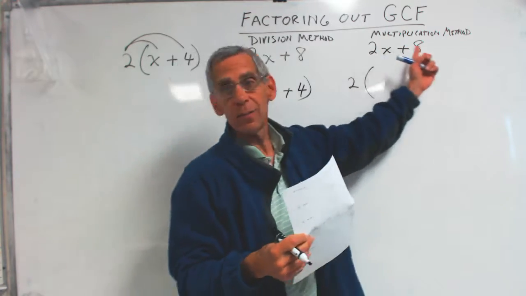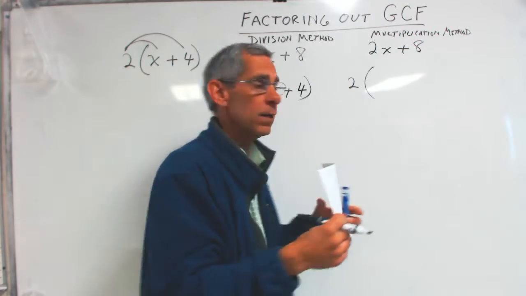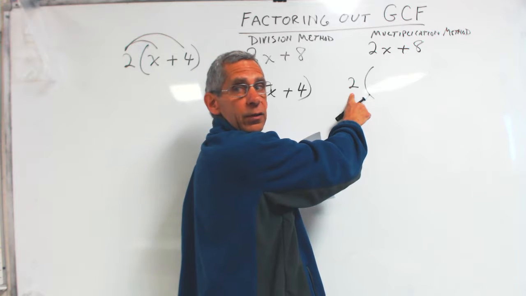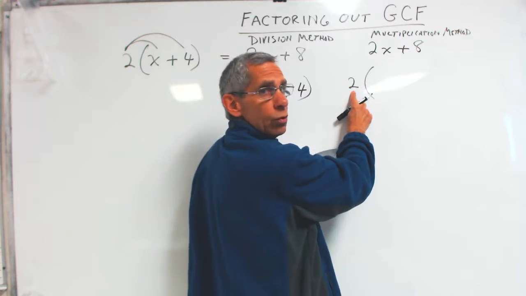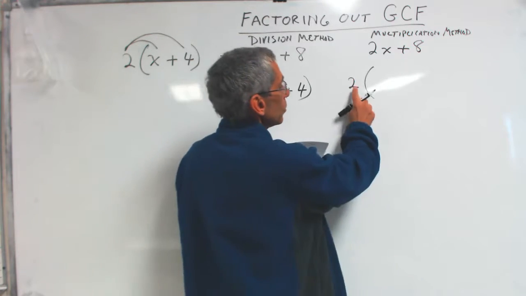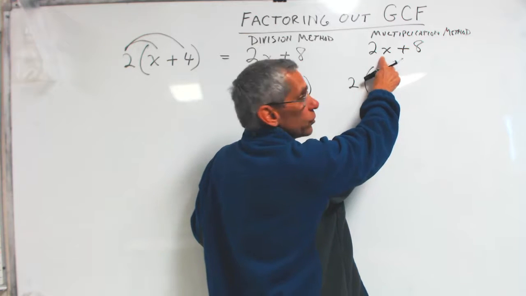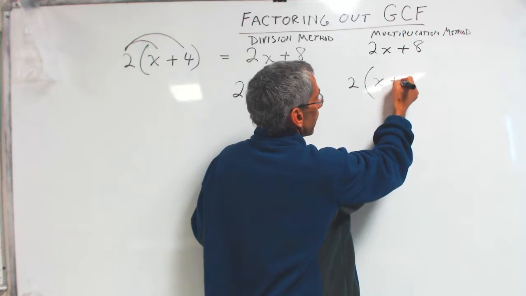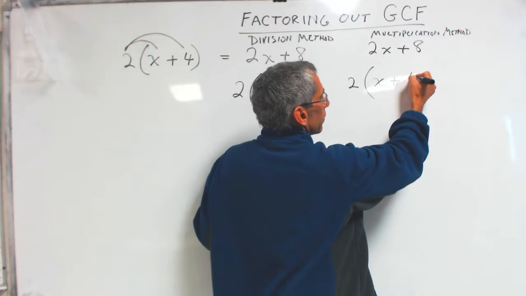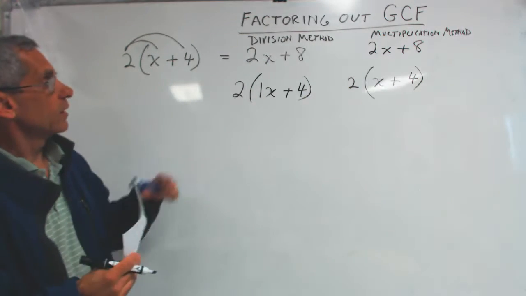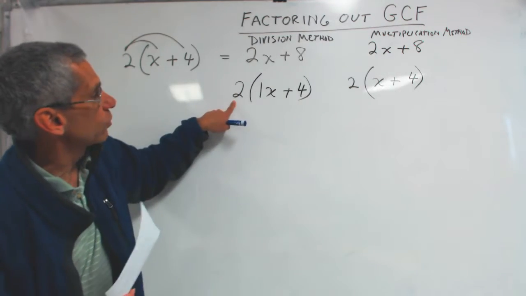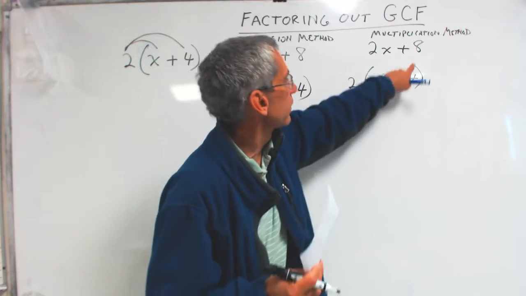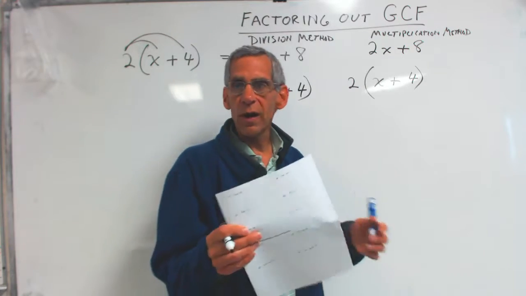So the multiplication method is sort of like the distributive property, okay? Jackson, look up here. Dee Dee, please stop. Look up here, please. 2 times what equals 2x? x. 2 times x equals 2x, right? See how easy that is? Then there's a plus sign. 2 times what equals 8? 4. So it's the exact same thing. It's just that in the division method, I divided this and this by 2. And this way, I multiply this times what to get that, and this times what to get that. Okay? So you're going to want to experiment with both of them.